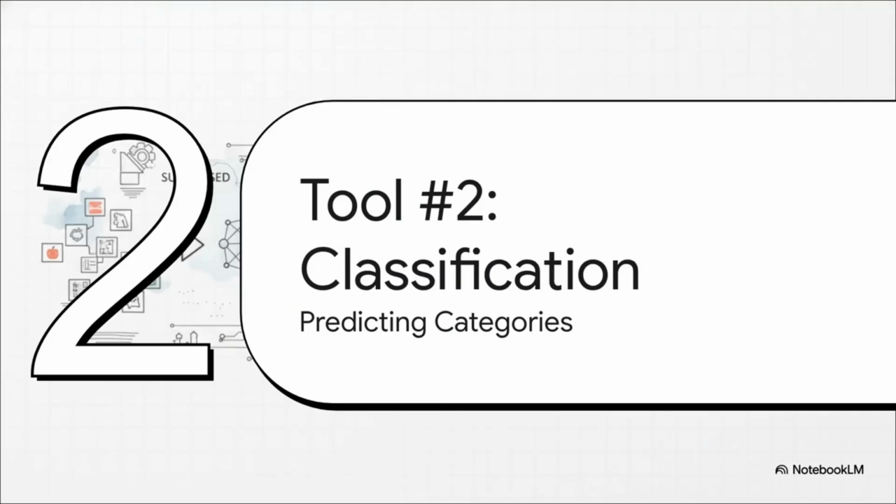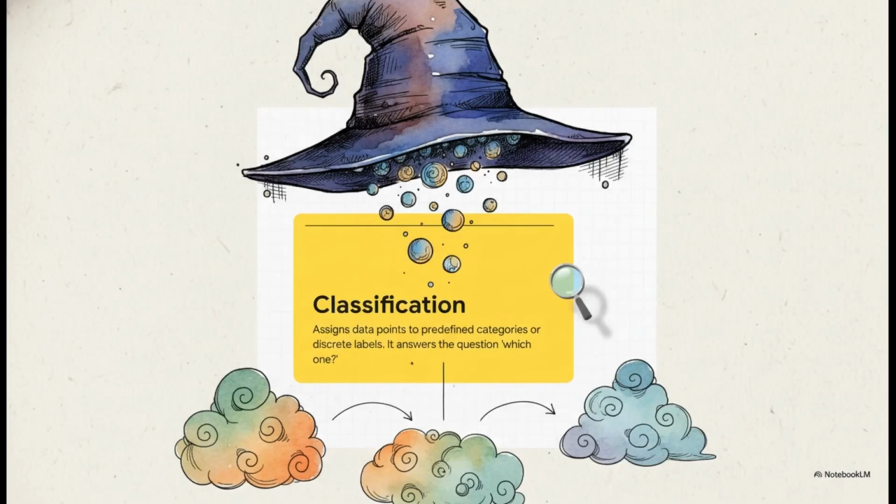Okay, time for our next tool. So what happens if your question isn't how much, but which one? Well, for that, you need something different. You need classification. Classification is also a supervised learning technique, so it also learns from labeled data. But here's the key difference. Instead of predicting a number, its job is to sort data into distinct, predefined groups or categories. You can almost think of it as a digital sorting hat.